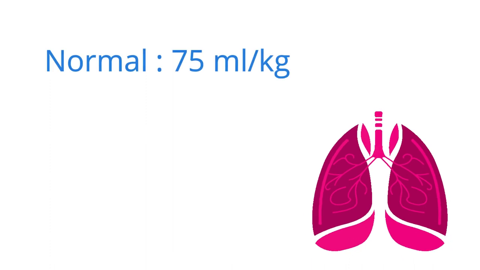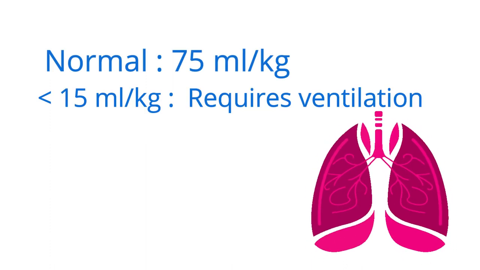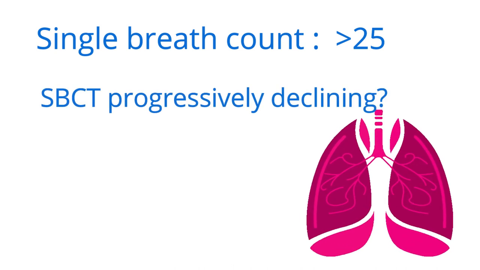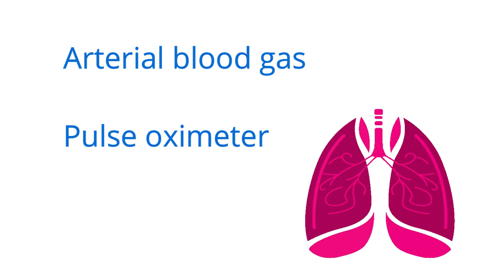In a normal patient, the vital capacity is around 75 milliliters per kilogram, and if it is less than 15 milliliters per kilogram in a GBS patient, we have to start ventilation. And if we can't use the vital capacity, we can use another method, that is the single breath count. In a normal person, that is more than 25. If the single breath count is lower and progressively declining, then we have to be on alert. We can also use other tests like an arterial blood gas or pulse oximeter.